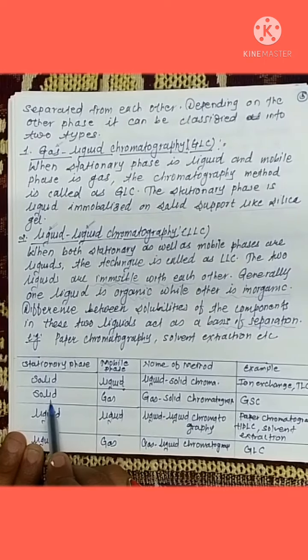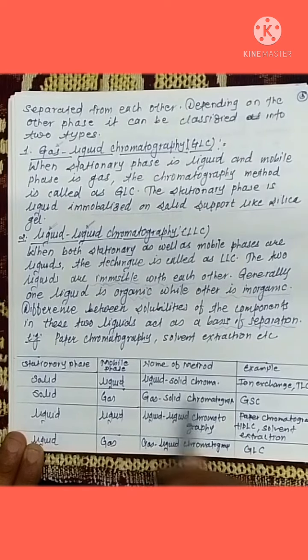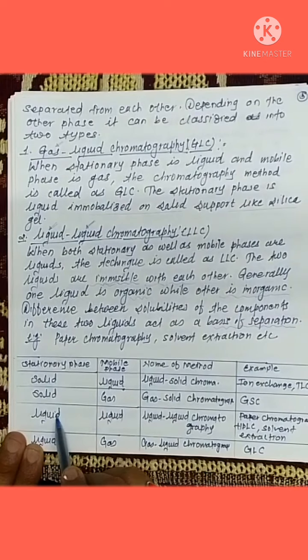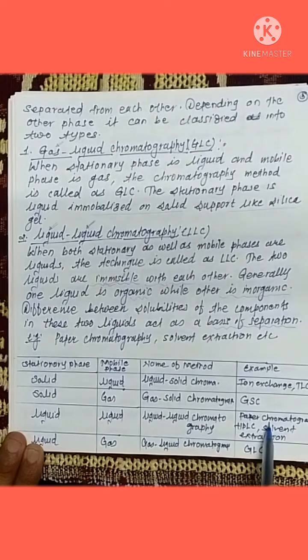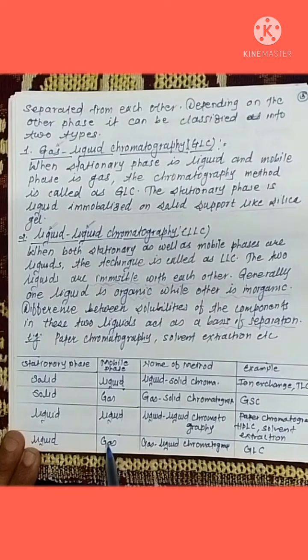If your stationary phase is solid and mobile phase is gas, then the name of the method is gas-solid chromatography. Example is GSC. If your mobile phase is liquid and stationary phase is also liquid, then the name of the method is liquid chromatography. Examples are paper chromatography, solvent extraction method, HPLC. If your mobile phase is gas and stationary phase is liquid, then it is known as gas-liquid chromatography. Example is GLC.